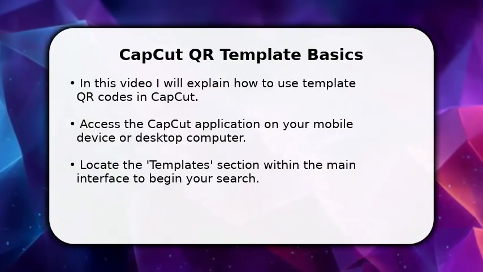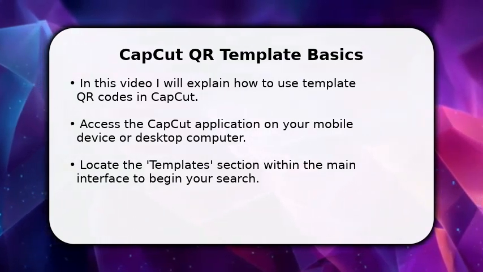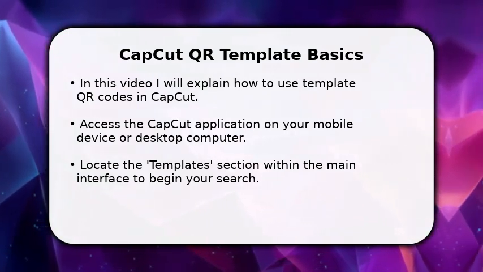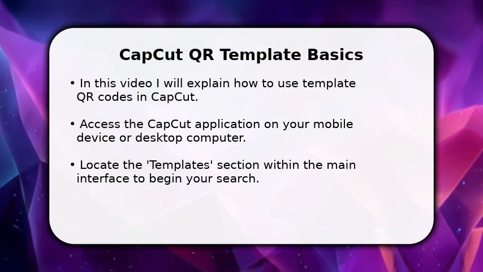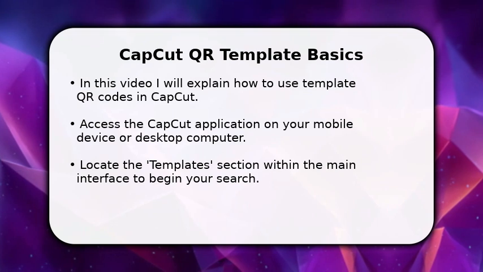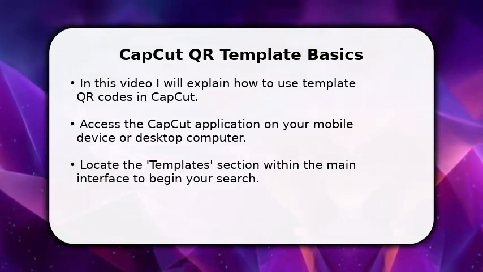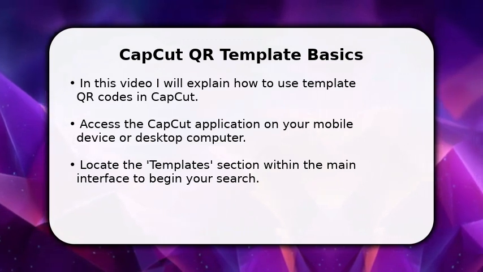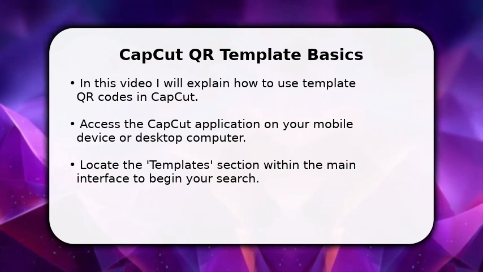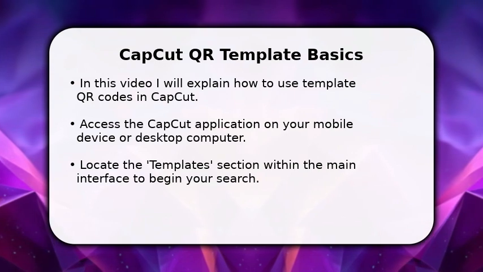Hello everyone. In this video, I will explain how to use template QR codes in Capcut. This guide will help you integrate dynamic QR codes into your projects with ease. First, ensure you have the Capcut application open on your device. You'll want to navigate directly to the Templates section, which is usually found on the main screen. These templates are fantastic for quickly adding shareable content, like a link to your social media or a website, making your videos more interactive for viewers. It's a simple process with just a few steps.